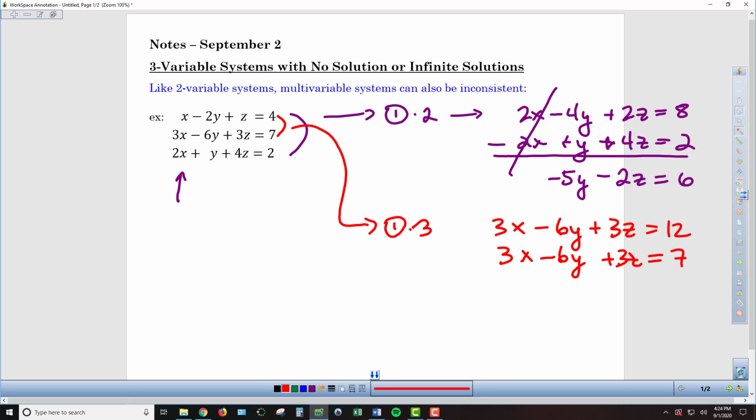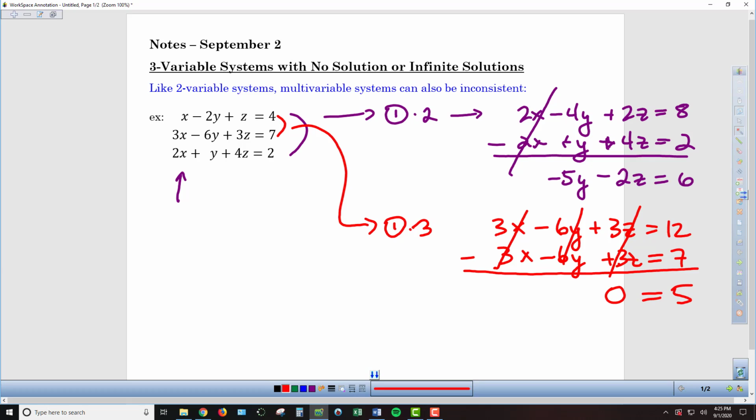And so I think we can see where this is headed. I need to subtract these equations to get the x's to disappear, but if we look at the y's and if we look at the z's, they're all the same. 3x minus 3x is gone. Negative 6y minus a negative 6y becomes negative 6y plus 6y. That's gone. 3z minus 3z is gone. So on this side of the equation, I have nothing. I have 0. On the other side, however, I don't have 0. I have 12 minus 7, which is 5.